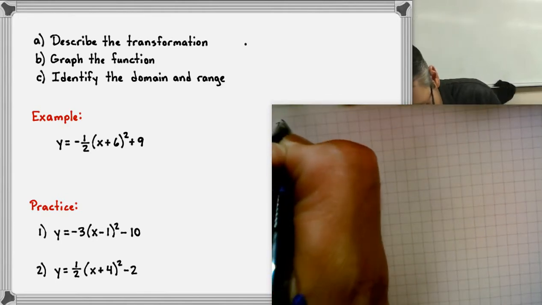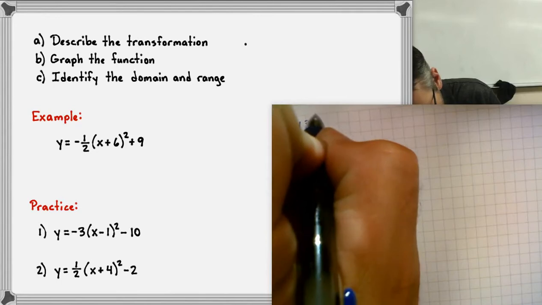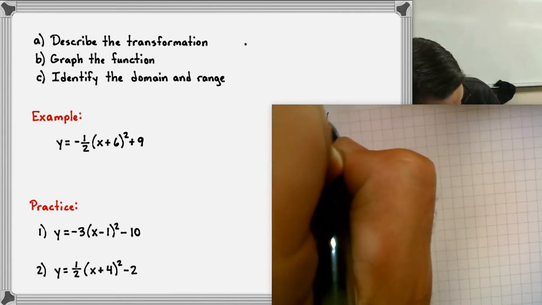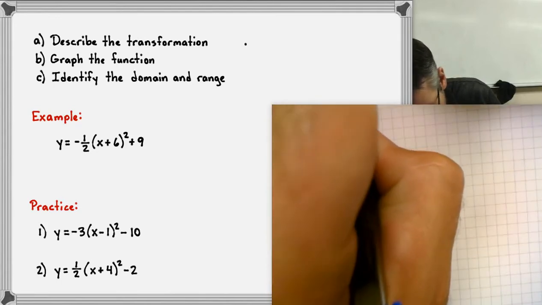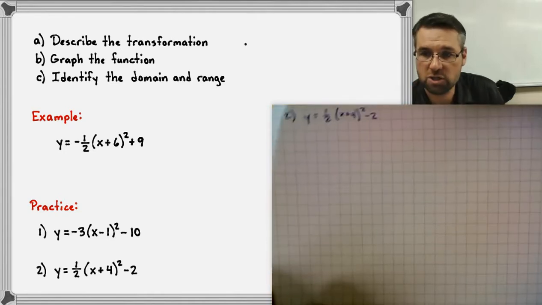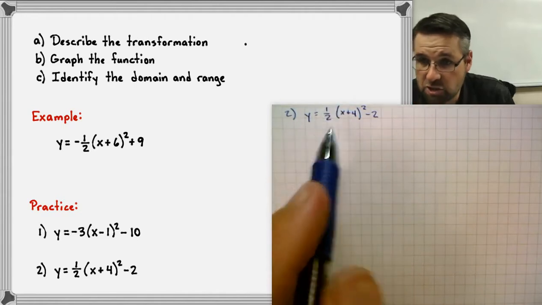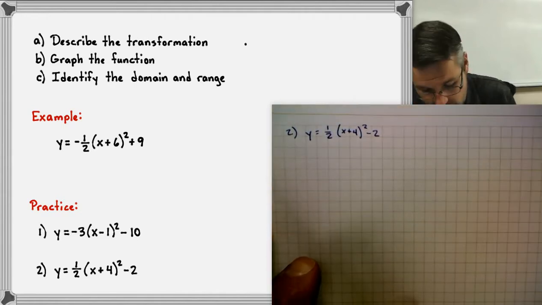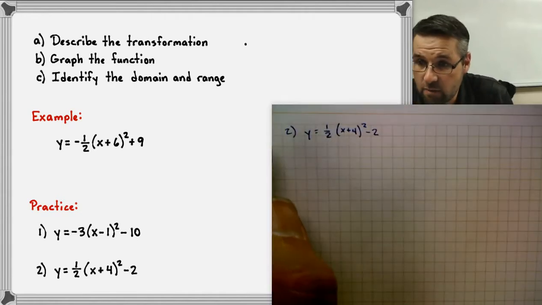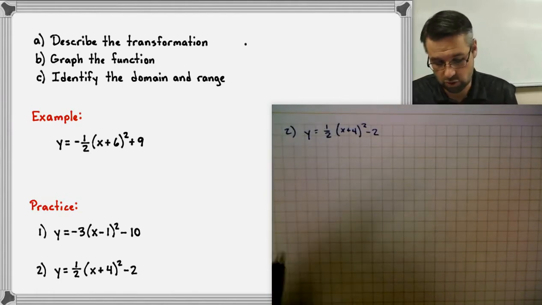For number 2, we have y equals 1/2 (x plus 4) squared minus 2. If we're going to describe this, we don't have a reflection because the a value is not negative, so we don't even have to state that. The next thing we look for is a vertical stretch or shrink.